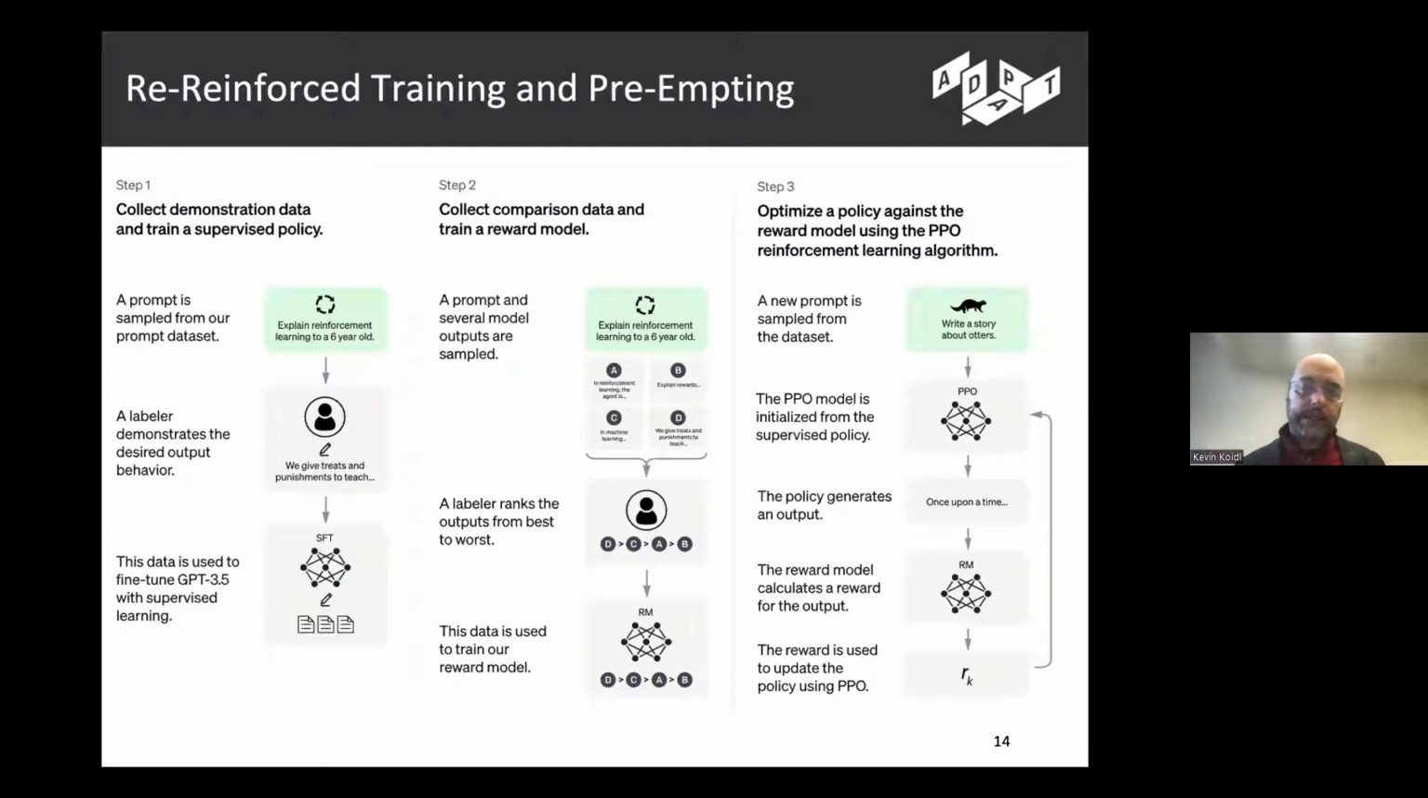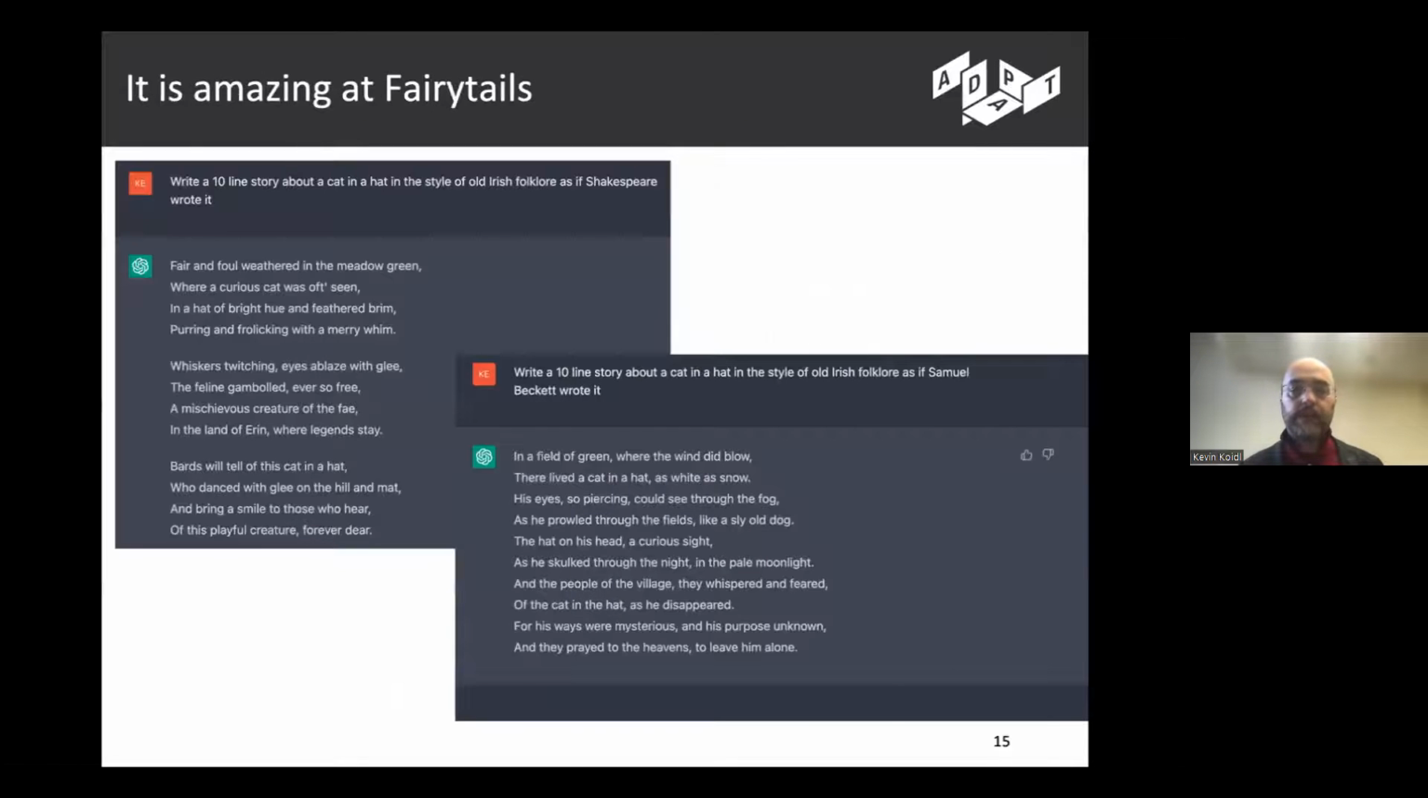And these higher scores are then translated into weights, which create parameters in the model. And then when sentences or questions come up, it can go into the statistical model, and it will know how well it was trained. It will know, based on this reinforcement, how well it has done, and how good the output is. So it's basically like training a dog, if you want to call it that. If it does something good, it gets a cookie. So we're basically feeding it cookies for guessing the right words in sequences. That's really in a nutshell, and obviously super simplified, but just to give you the idea of how it works, and that works amazingly for fairy tales. Again, if I just ask it to write a 10-line story of a cat in a hat in the style of old Irish folklore, as if Shakespeare wrote it, it actually comes up with rhyme, fair and foul weather.